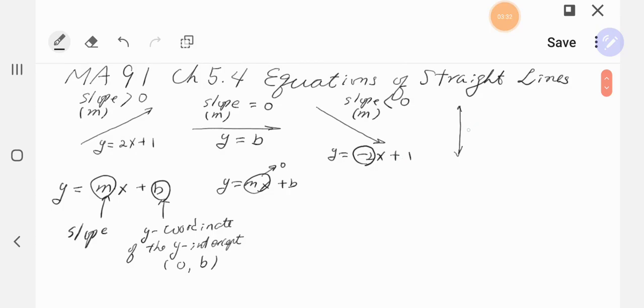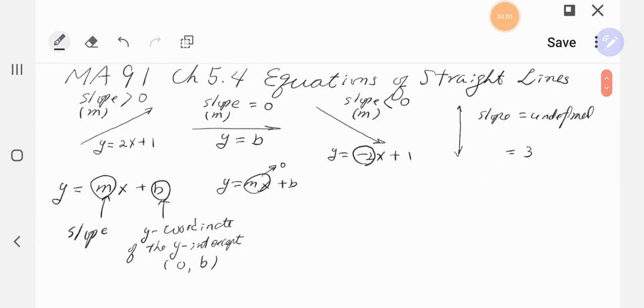If a line is vertical, then this is a special case. The slope is undefined. In this case, the equation is not y equals, it's x equals the x value. Let's say some number, 3. X equals the x value. Make sense?